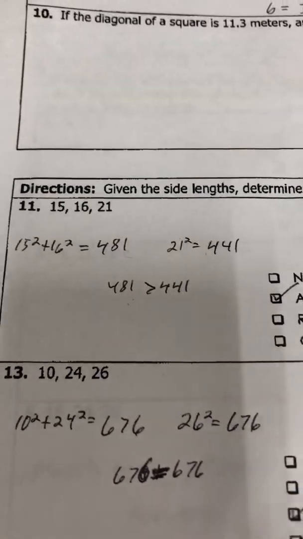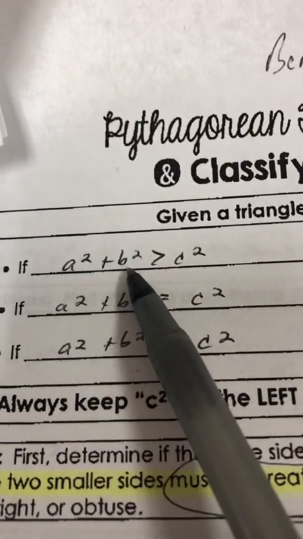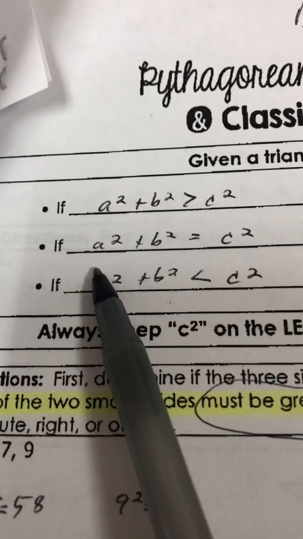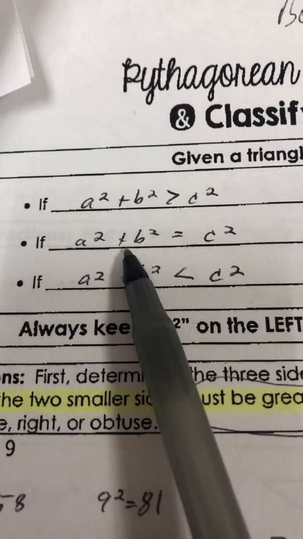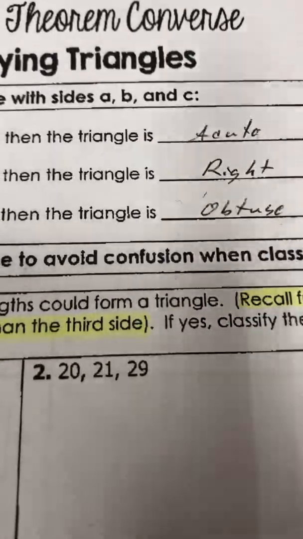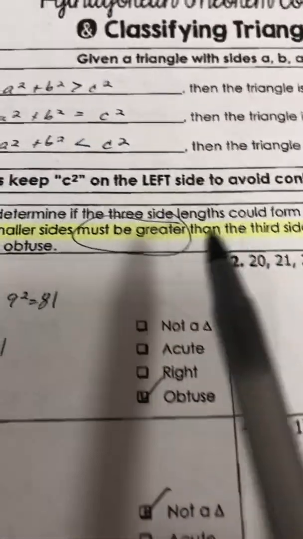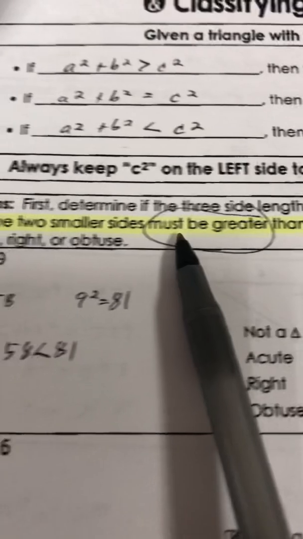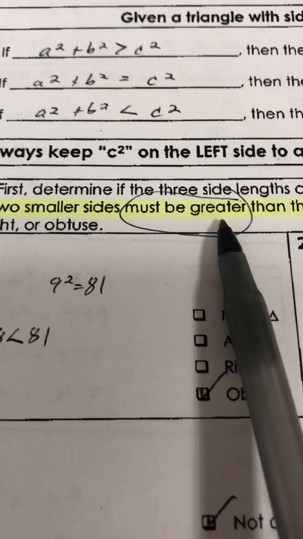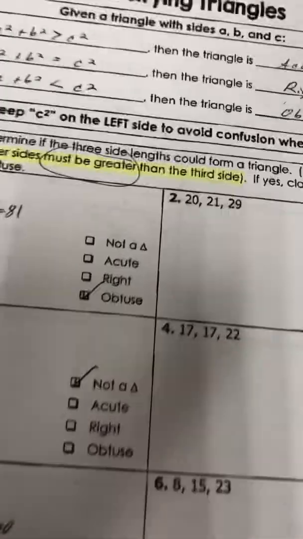So remember, let me go back to yesterday's, the rules. If a squared plus b squared is greater than c squared, we have an acute triangle. A squared plus b squared equals c squared, we have a right triangle. And if a squared plus b squared is less than c squared, we have an obtuse triangle. And just so you know, it might not be a triangle. If the two smaller sides, when you add them up, that total must be greater than that third side, that hypotenuse.